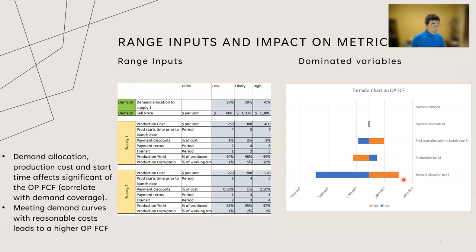In this particular case, demand allocation to supplier 1, production cost to supplier 1, and product start time prior to launch of supplier 1 are influential.